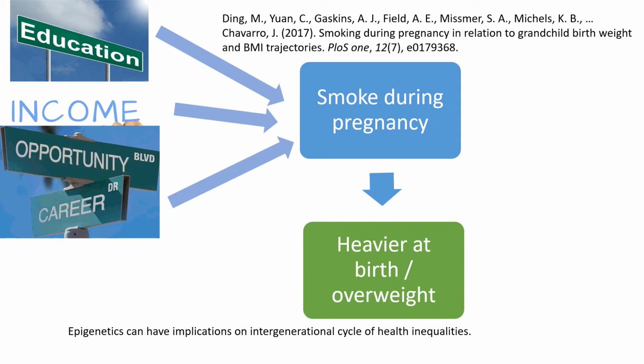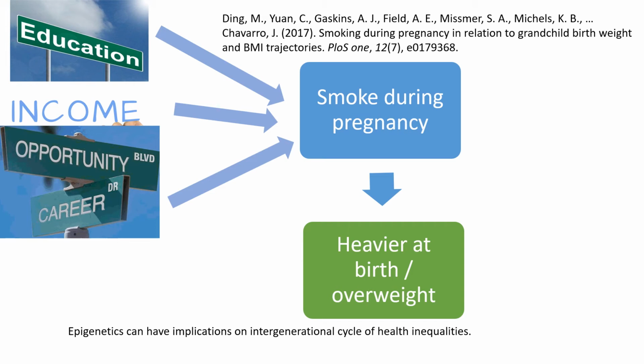So, this is one depiction of why epigenetics can be inherited. If the mother smoked during pregnancy, it can lead to heavier birth or overweight in the grandkid. It can pass on to the second subsequent generations. And who is going to be aware of this? It depends on the person's education, income, and career.